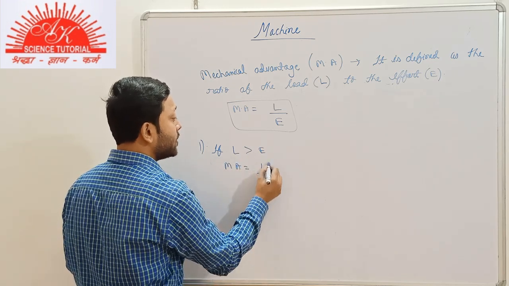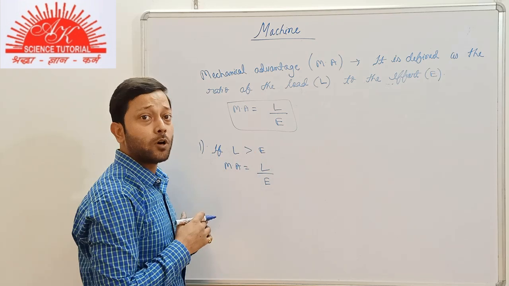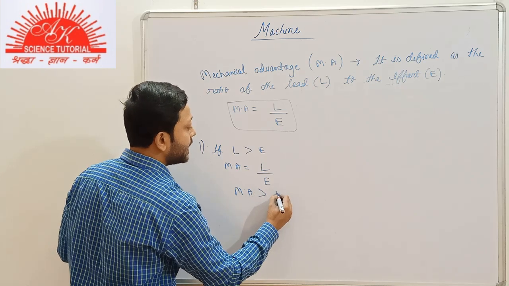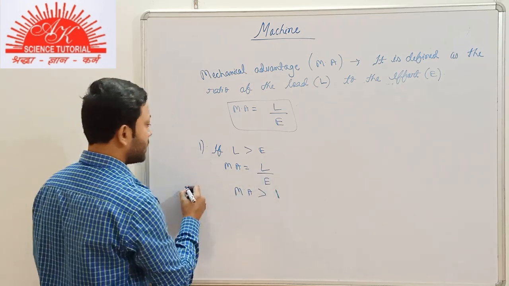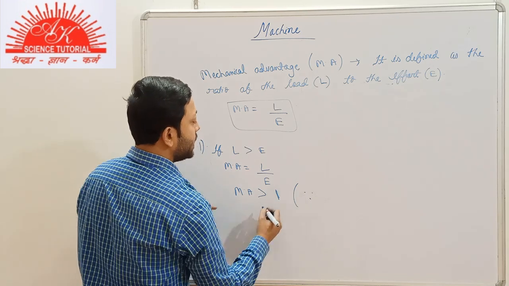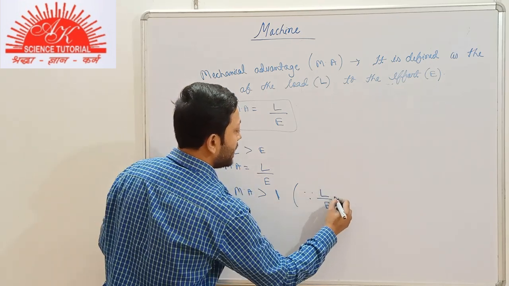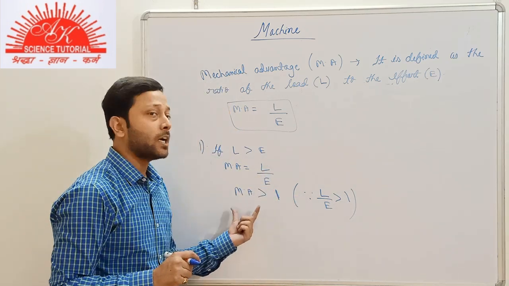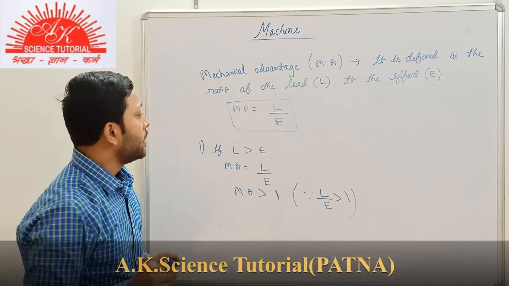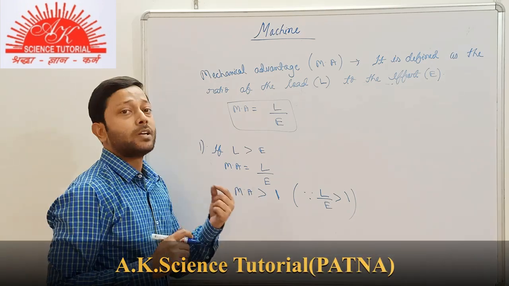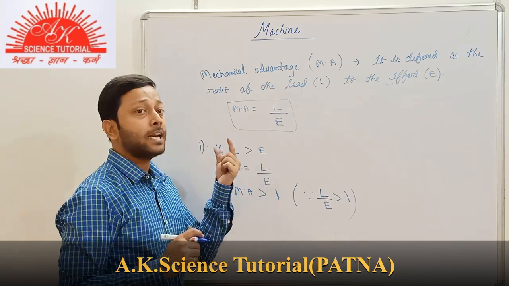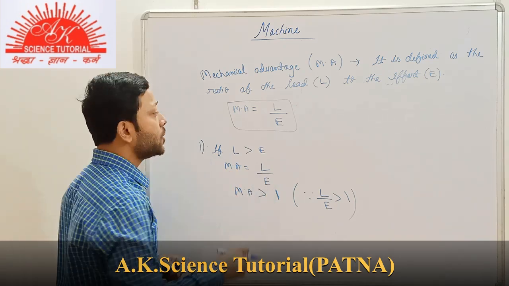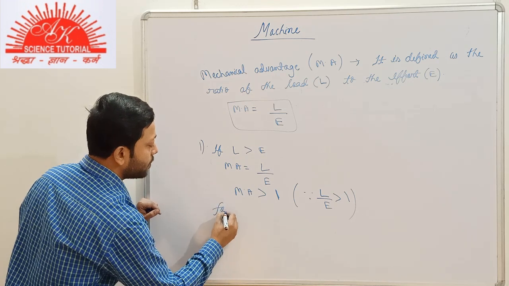Here L, the numerator, is greater, and the denominator is smaller. It means that L by E, that is MA, is greater than 1, because the numerator is greater and the denominator is smaller. So what do we conclude? The MA is greater than 1. And whenever MA is greater than 1, it means that load is greater than effort. You are overcoming a larger load by applying a smaller effort. So this type of machine is known as a force multiplier.